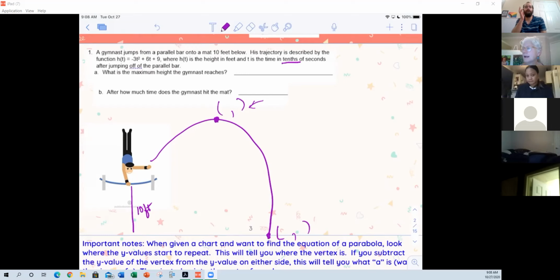We're looking for the k, but we have to find the x value first, right? So that's what I want everyone to do right now. I want you to find the vertex of the parabola, because that's what you have to find in order to answer question A: what is the maximum height that the gymnast reaches? So everybody spend a few minutes and find the maximum height. When you have it, if you'll type it into the comments, that would be great.